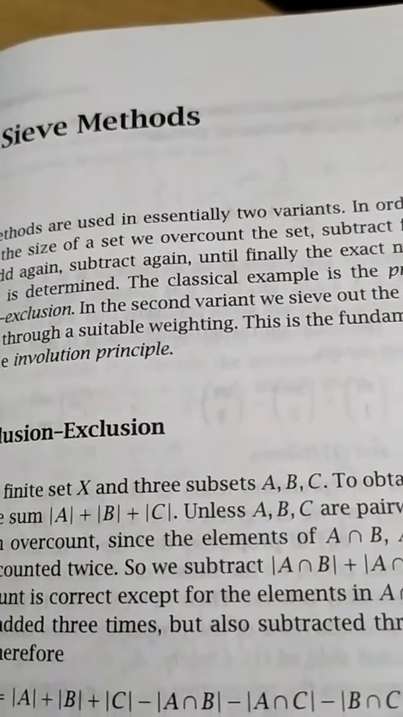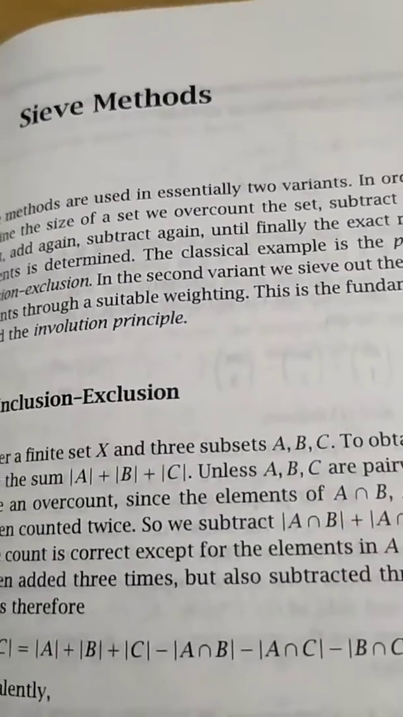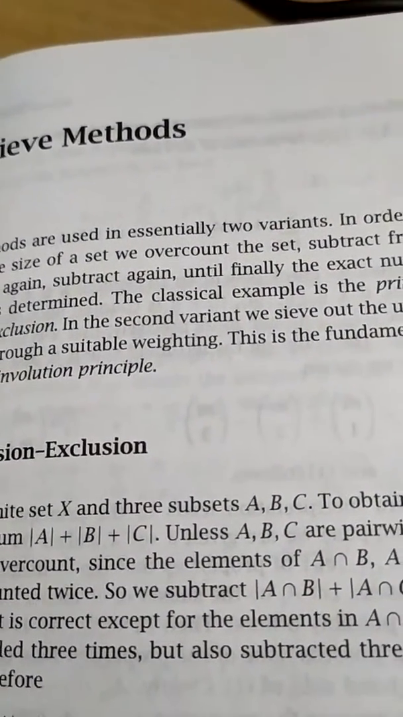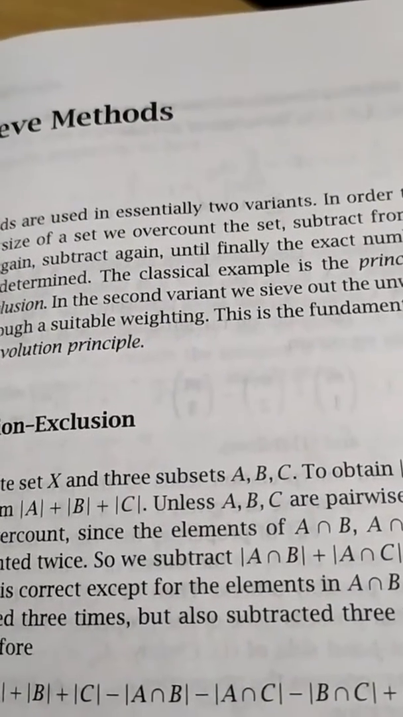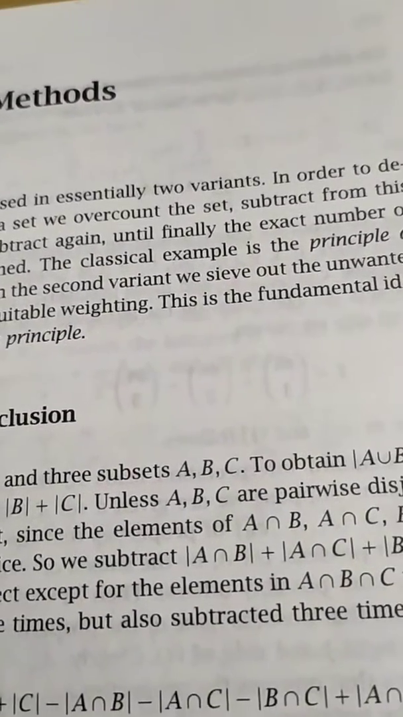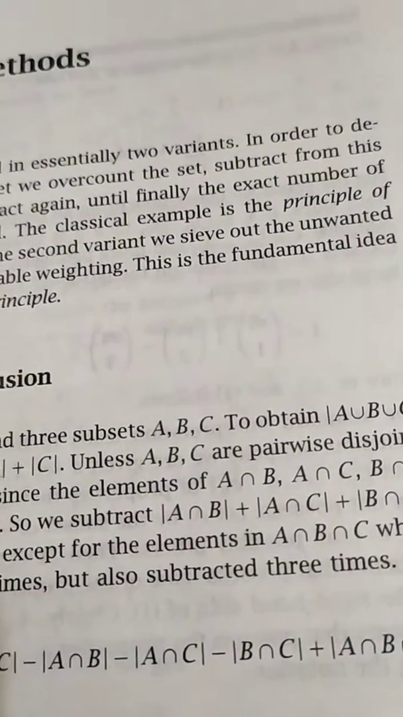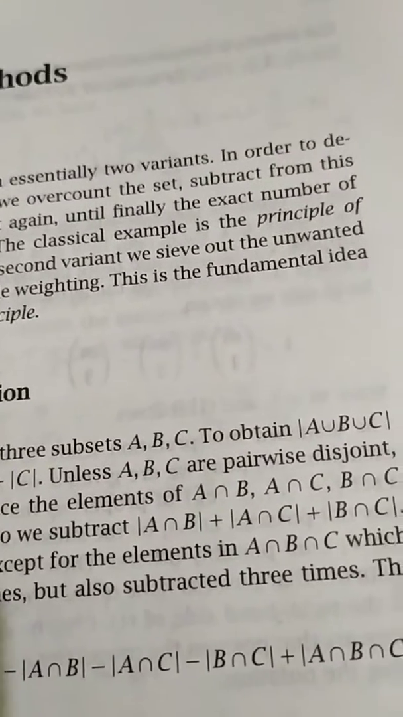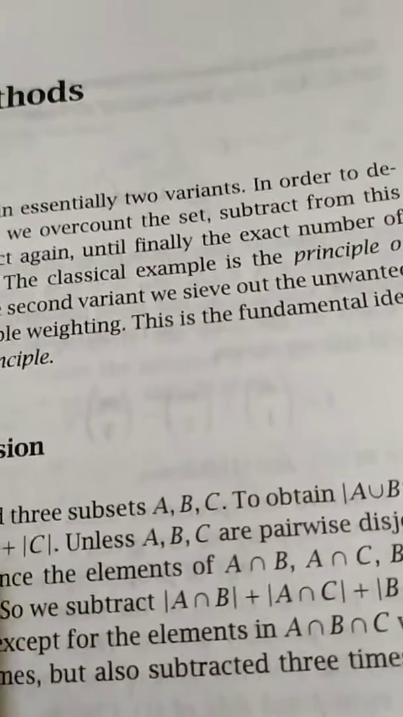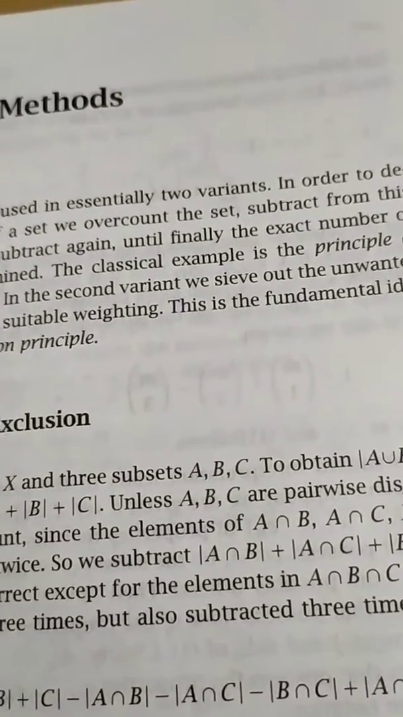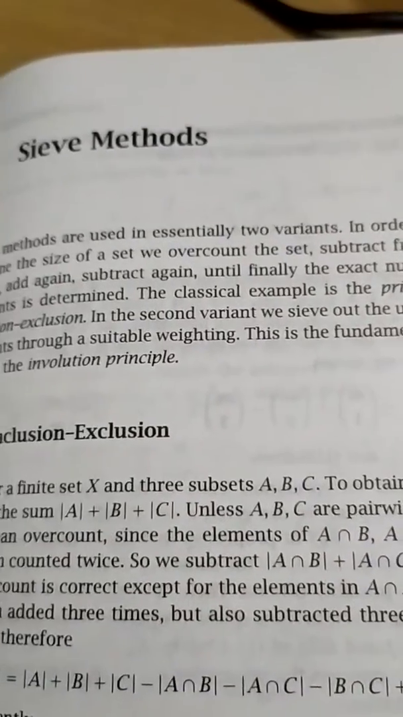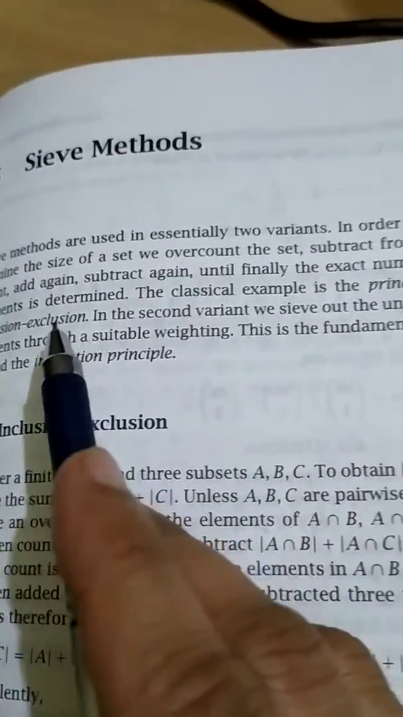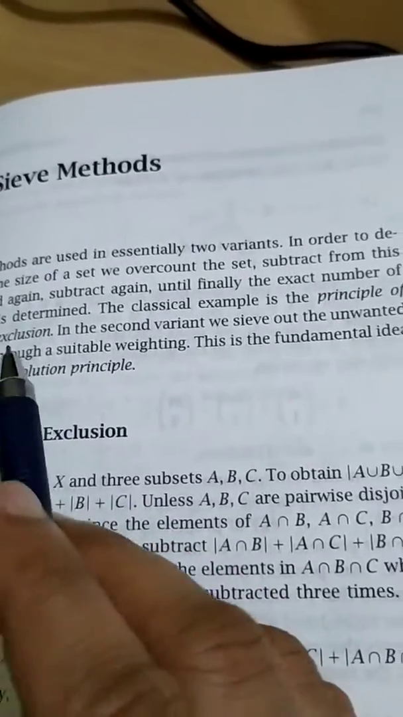So when we are going to determine the size of the set, what is happening? We overcounted the set, and to get the exact size of the set, we have to subtract, until we get the exact size. This is very interesting, and the first classical example is the principle of inclusion exclusion, which you already obtained.